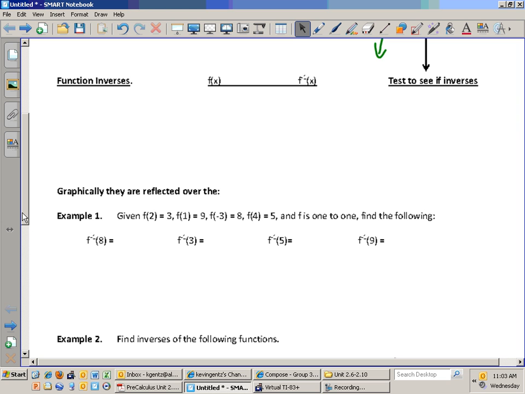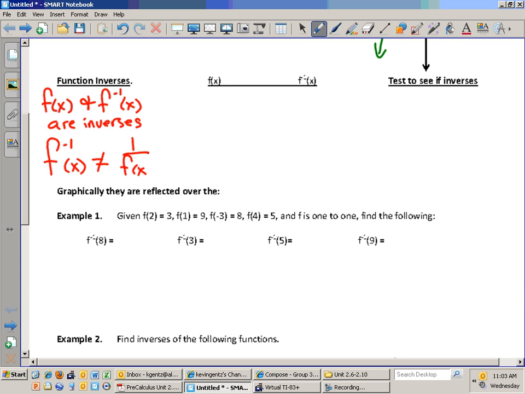If they are one-to-one, then it's easier to work with their inverses. And namely, f of x and f inverse of x are inverses. Note that f negative 1 of x does not equal 1 over f of x. That is not true, all right? It doesn't mean I'm taking it to the negative 1 power. It means I'm inverting the operation.